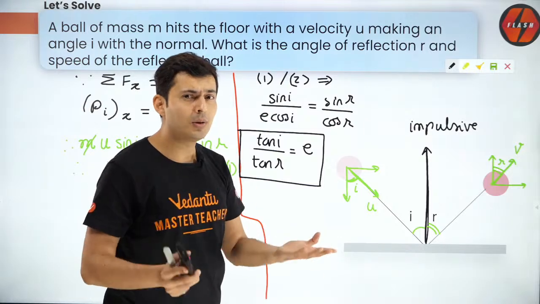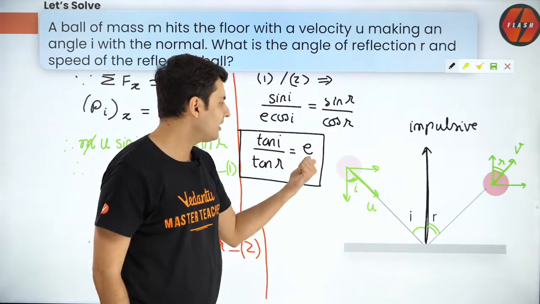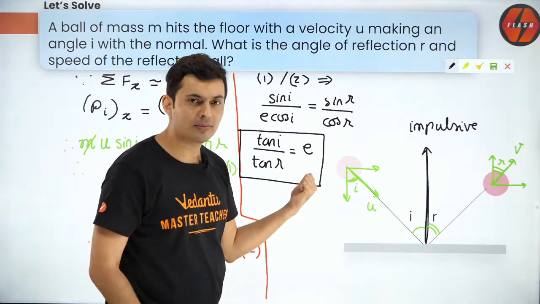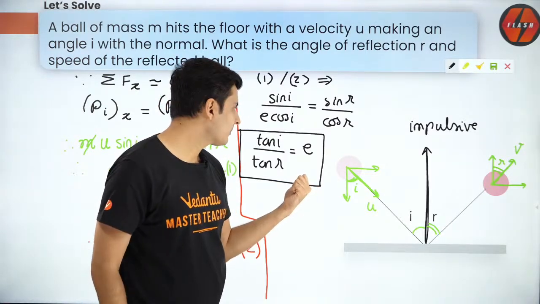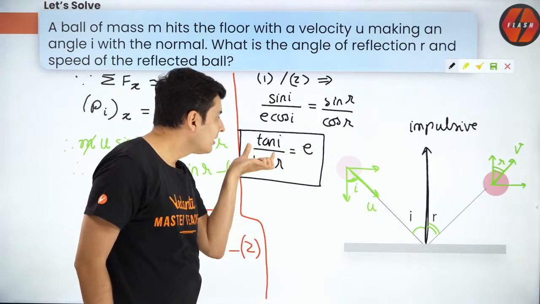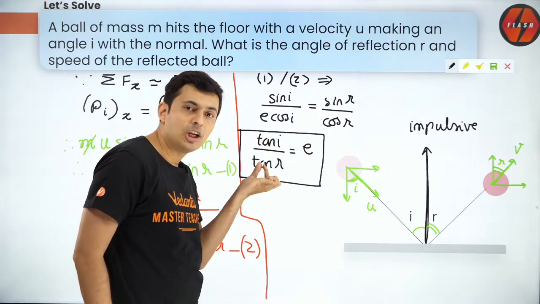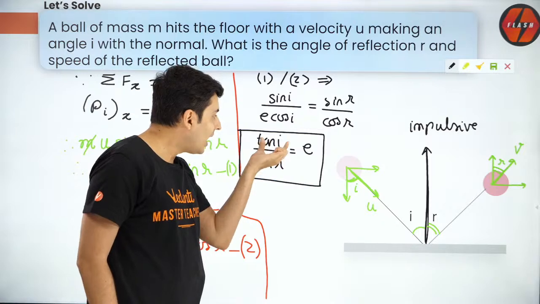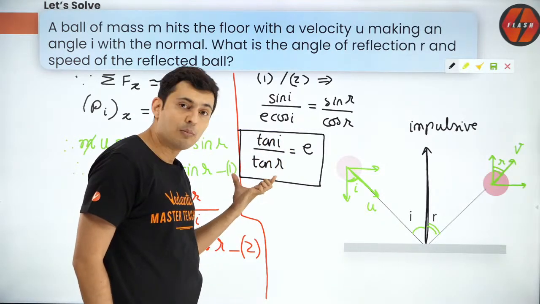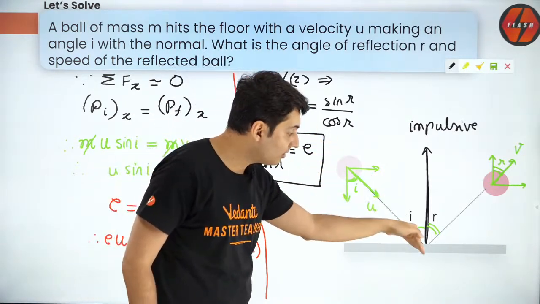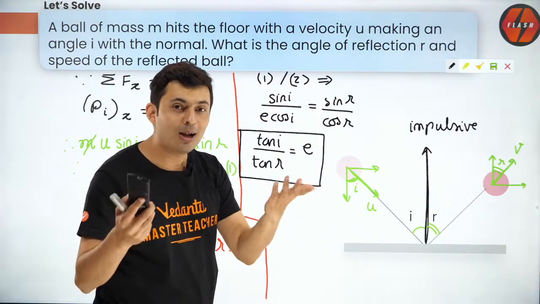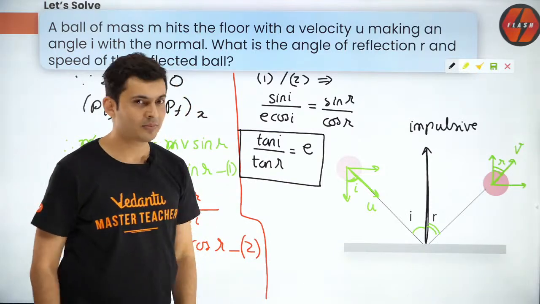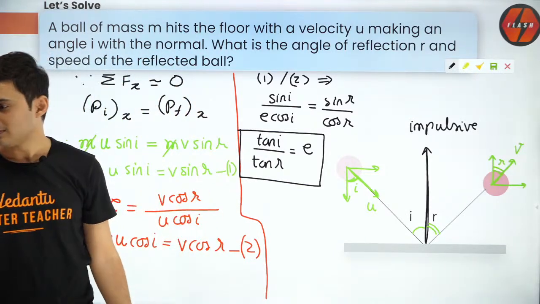In fact, if the collision is inelastic, then the E value will be point something, 0.3, 0.4, 0.7, anything less than 1. So if it is less than 1, numerator will be smaller, denominator will be larger. So I will be smaller, R will be more. So if it comes and hits at 30 degrees, it will rebound at more than 30 degrees. I'm pretty sure you're shocked by this fact.